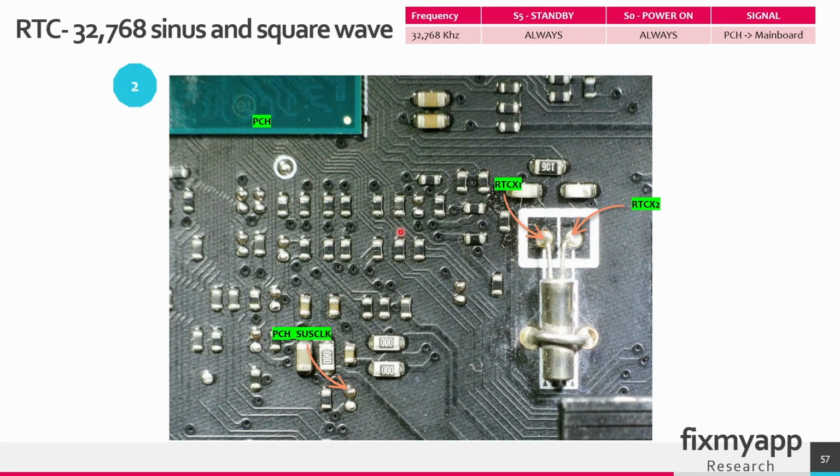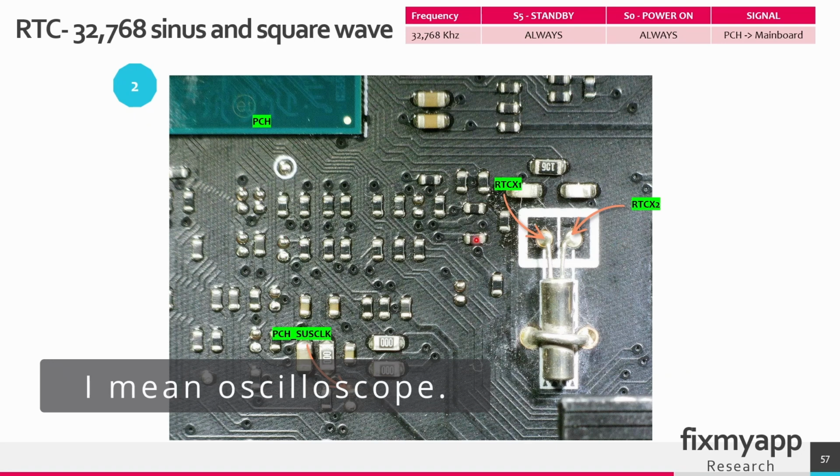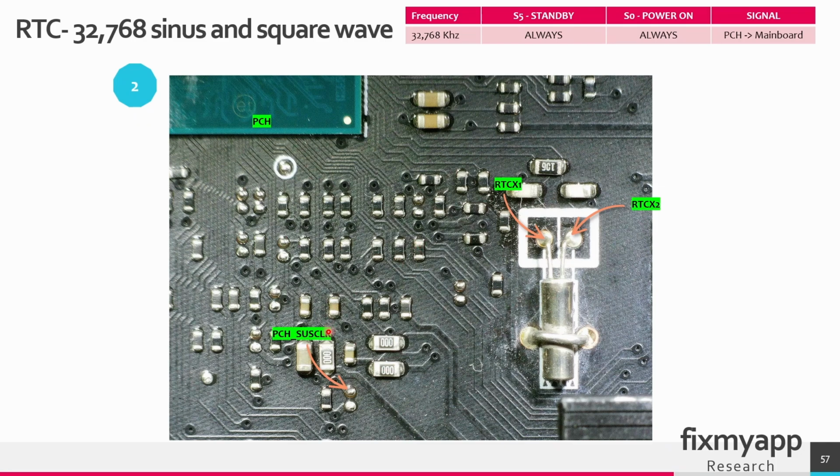When you look at the motherboard, near the PCH chip, there will be a crystal. At the output 1 or 2, you can measure the waveform with an oscilloscope. Sometimes it's also possible to measure the square wave. These components will be located near the PCH chip.